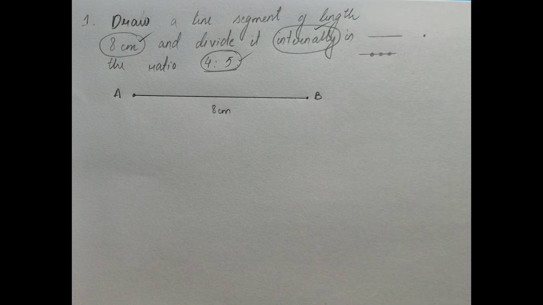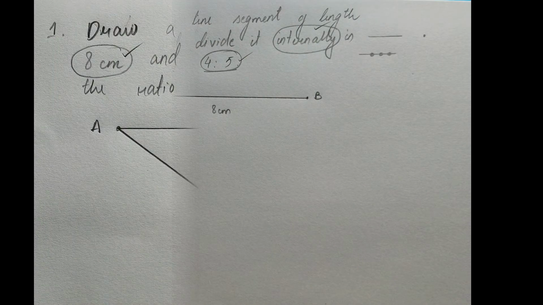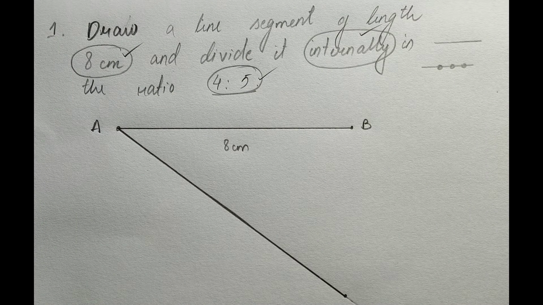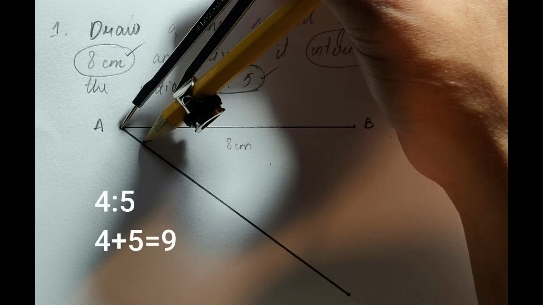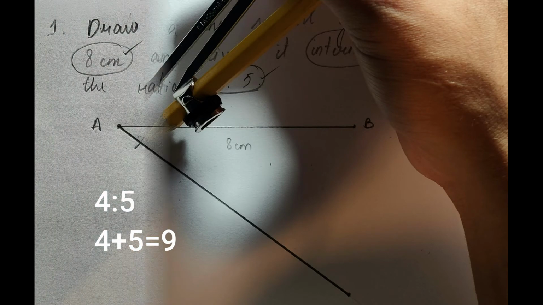First of all, let us draw a line of length 8 cm. Now from one point, let's say A, let us draw an acute angle downward. Remember, acute angle has to be less than 90 degrees. So you can draw any angle which is less than 90 degrees. Since the given ratio is 4:5, we will add the two ratios, that is 4 plus 5. Now 4 plus 5 is 9. So we will divide this line into 9 parts as shown.